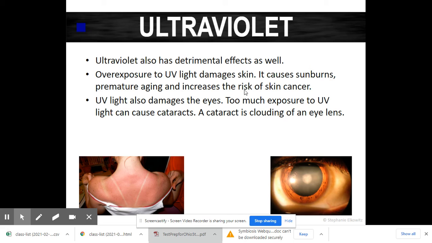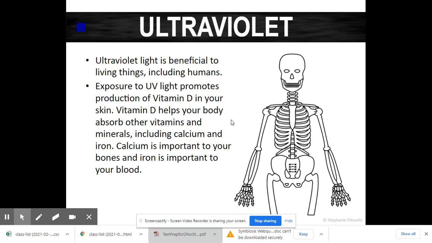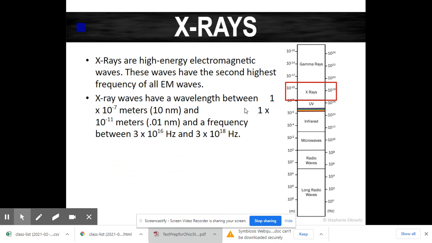Too much exposure to the light can cause what we call cataracts. This is a long time down the road that it can cause clouding of your eye, which is known as cataracts. So again, UV light has some beneficial things. We want vitamin D, but also has some harmful things.